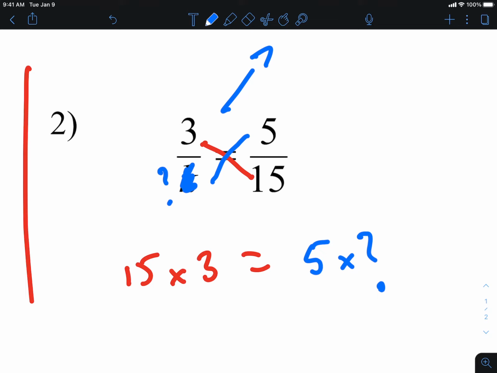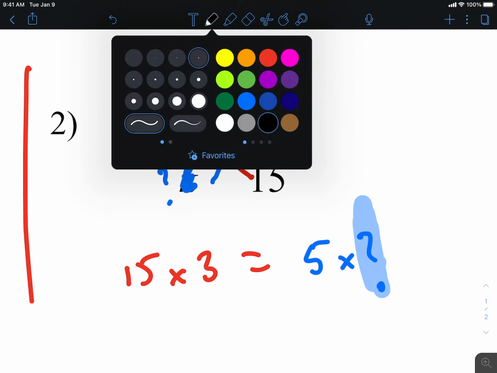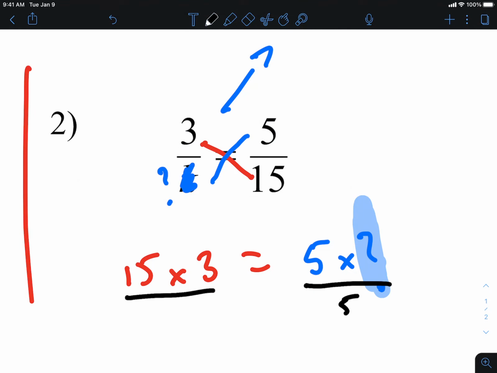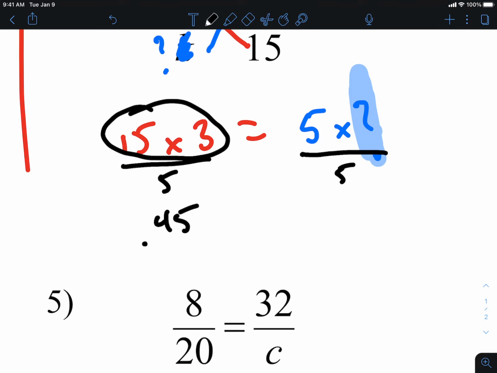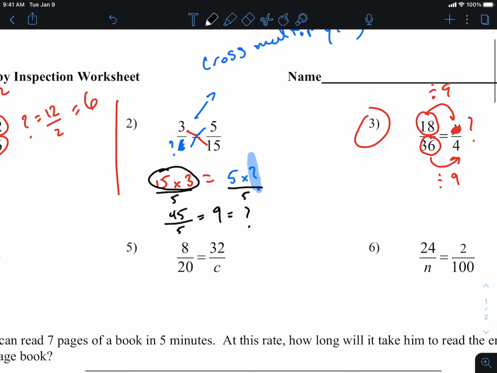Now, all you want to do is get the question mark by itself, because that's what we want to know. So I divide both sides by 5, and you can just do the math. 15 times 3 is 45. 45 divided by 5 is 9. There are all sorts of ways to do these questions. That's one way.